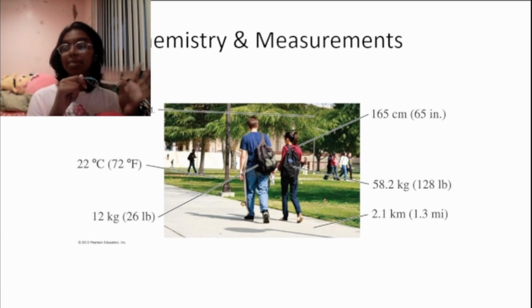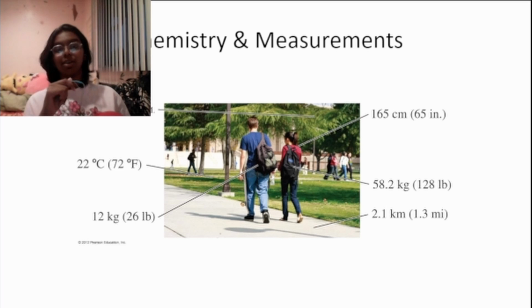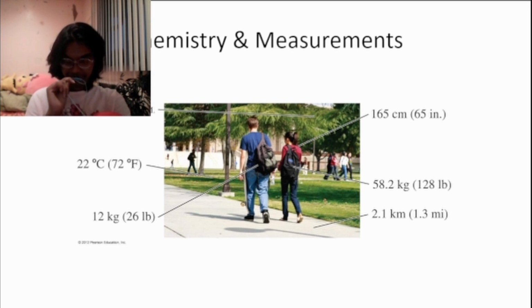Anyways, now we're going to be talking about measurements. Wow, so cool. We love measuring stuff.